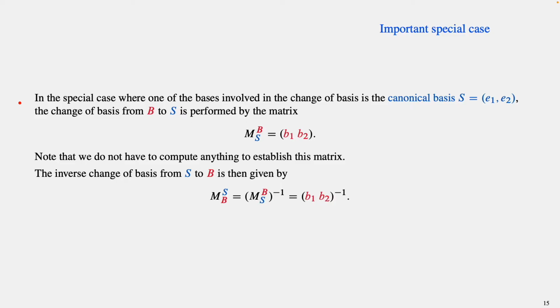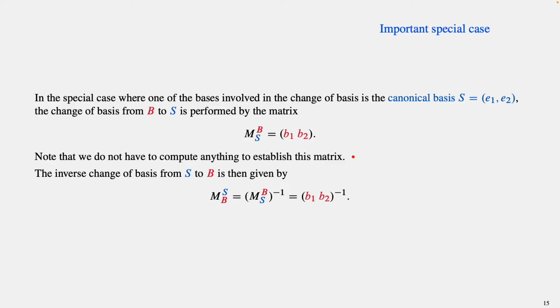Now, let's look at one important special case. So if one of the bases involved is the canonical basis, S, with the canonical basis vectors E1, E2, then the change of basis from any arbitrary basis B to the canonical basis is performed by the matrix MBS, which has just B1 and B2 as their columns. So in this case, we don't have to compute anything to establish this matrix. We can just take the basis vectors B1, B2 and write them as columns in the matrix.